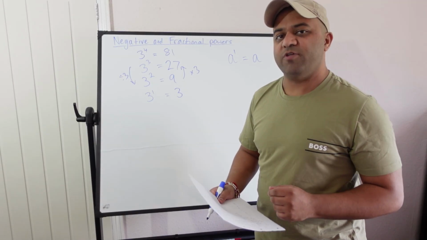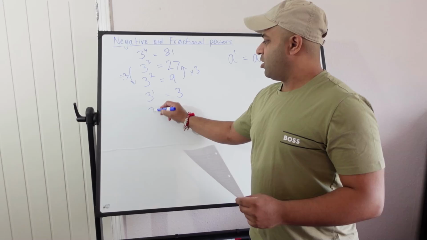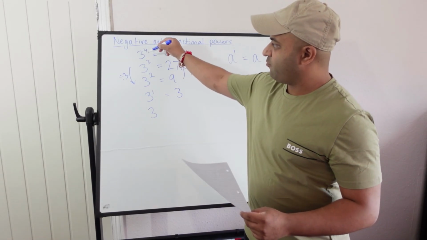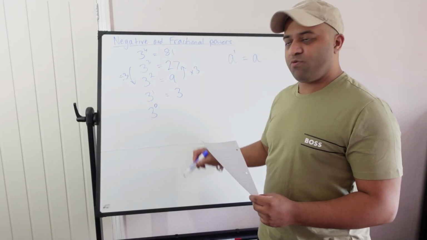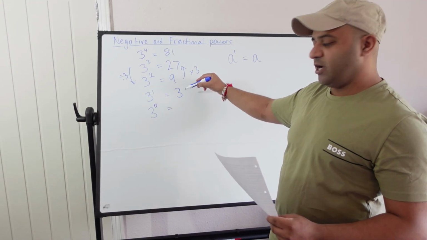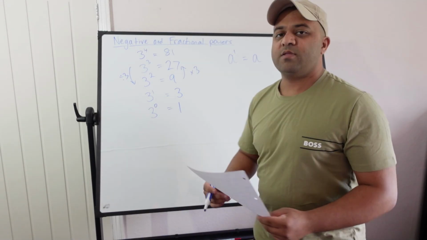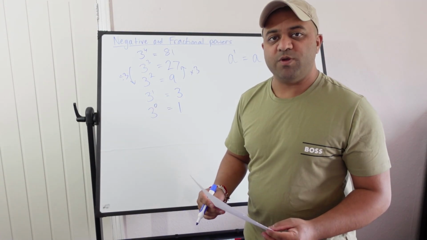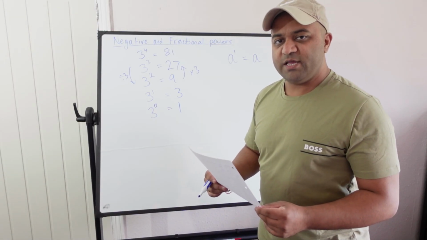But we won't stop there. We'll carry on dividing by 3. So, if you divide by 3, 4, 3, 2, 1, the next power is power 0. And if you keep dividing by 3 on this side, 3 divided by 3 is 1. Now this will work for any base that we pick, so anything to the power of 0 is 1.